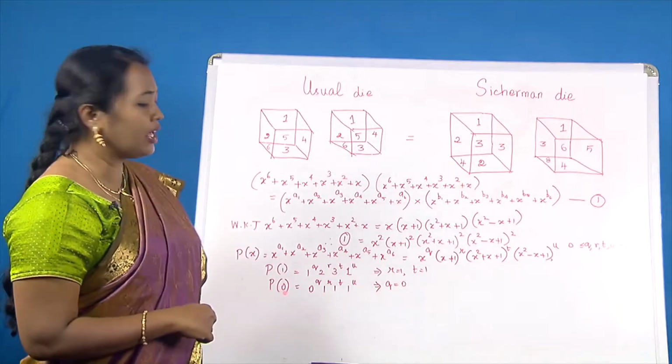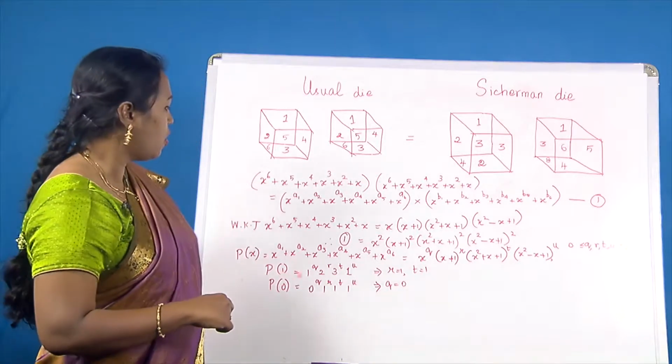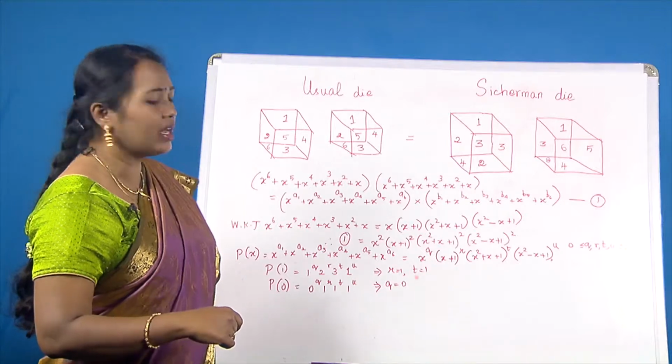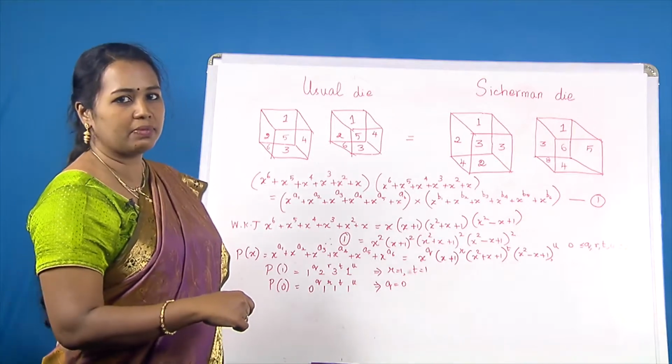Let us suppose that p of 1 can be written in two ways. So, 1 power q, 2 power r. So, all you have to do is substitute 1 in the place of x. Therefore, you will get in equation 1 particularly 1, 1 plus 1, 1 squared plus 1 plus 1, 1 squared minus 1 plus 1. So, this will become 1 power q, 2 power r, 3 power t and 1 power u. So, the only way that you can get 6 here is if r is equal to 1 and t is equal to 1, no other possibility.